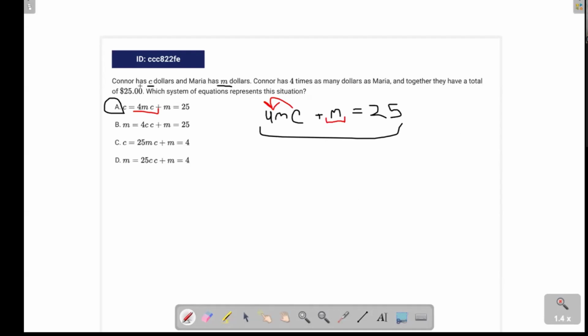All right. Does anyone have any questions? What does the C mean? The C tells us the amount of money that Connor has. All right. If you have questions, let me know now, but if you don't, I'll move on.